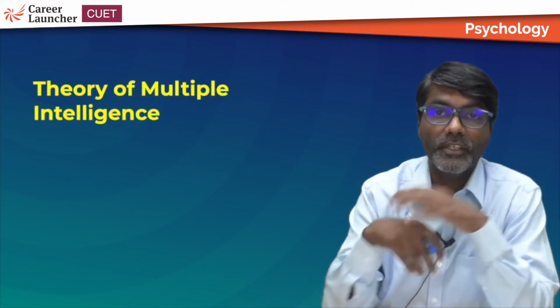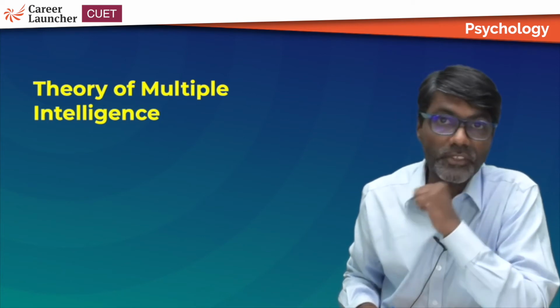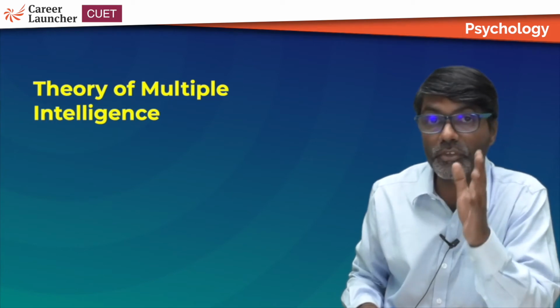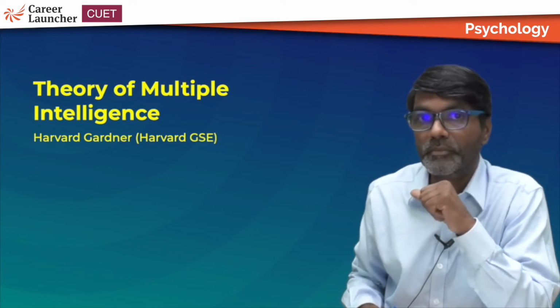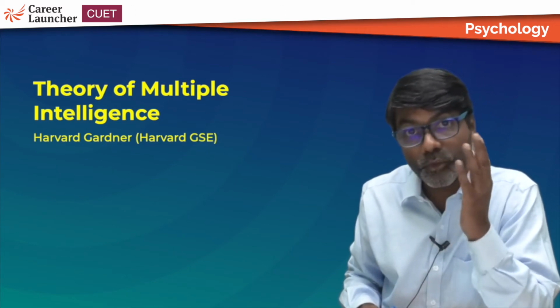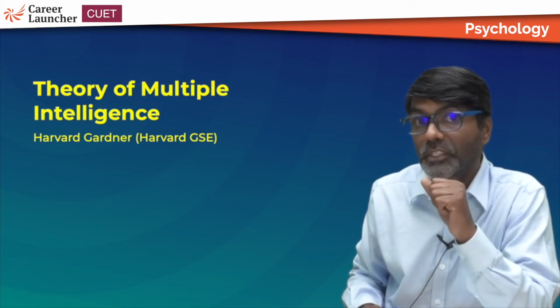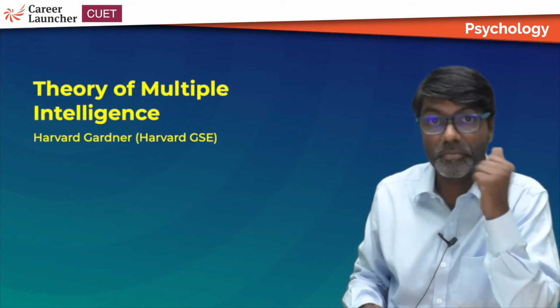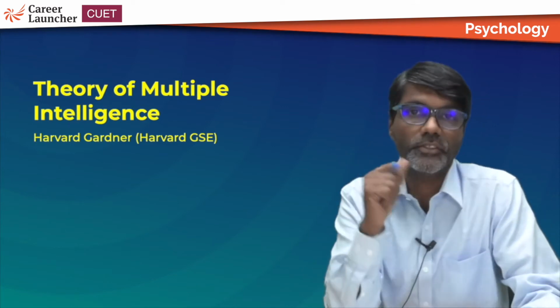There are multiple theories that have come about intelligences. Now we are going to take the most important theory that has come up in the last 50 years. It's developed by an American psychologist called Howard Gardner. He's even now associated with Harvard University in the Graduate School of Education. He's an 82-83-year-old gentleman. His theory is called Theory of Multiple Intelligences.